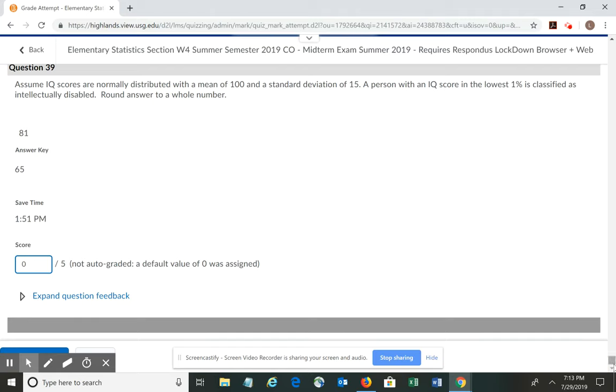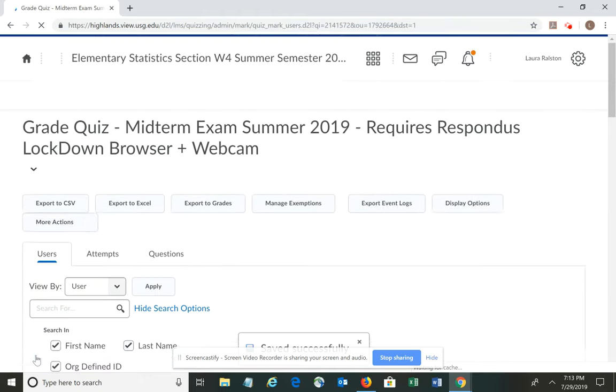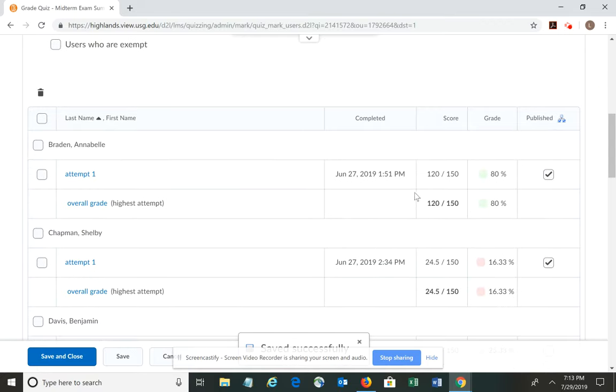Okay, when you get to the very bottom, after you've graded all 39 questions, you have to press save and close. And it will automatically retally them. And so now it appears the student scored 120 out of 150, which is much more reasonable than the 13 that she had to start with.